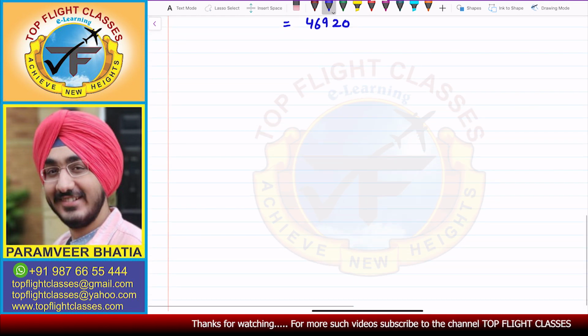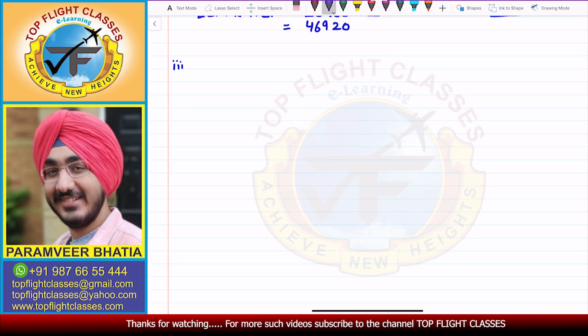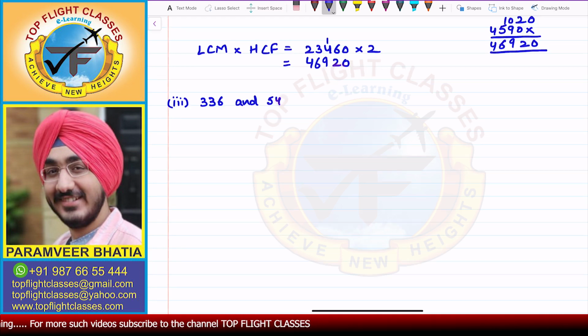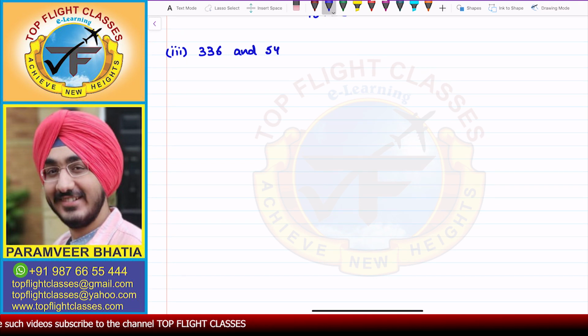Then the next one, that is your part number 3 for the question number 2. 336 and 54. So now 336 and 54. So 336 will be the first number. So 336. Now clearly it will be divisible by 2. So I'll write 2 over here.